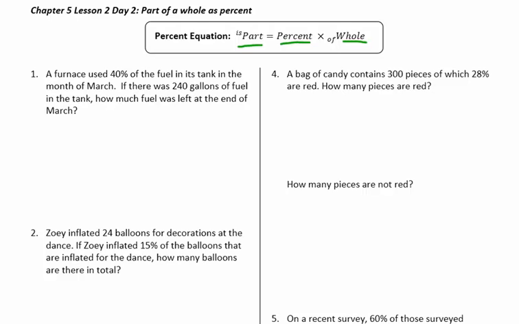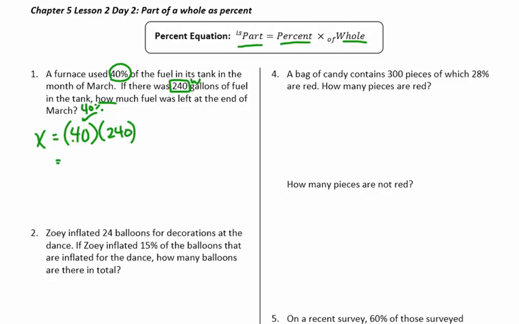A furnace used 40% of the fuel in its tank in the month of March, so that's the percent. If there was 240 gallons of fuel in the tank, how much fuel was left at the end of March? So 240 is the total or the whole, because it tells us here asking how much was left. So I need to find out what 40% of 240 is. So the part is missing, we'll call it X. 40% as a decimal, that's 0.40. Remember, we write as a decimal. Times the whole, which is 240. And this is going to tell us how much of it is used, because it's 40%.